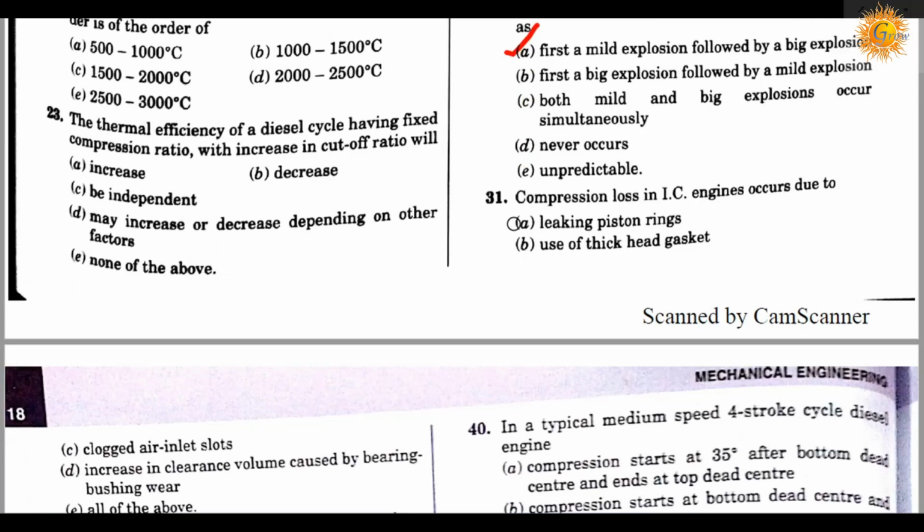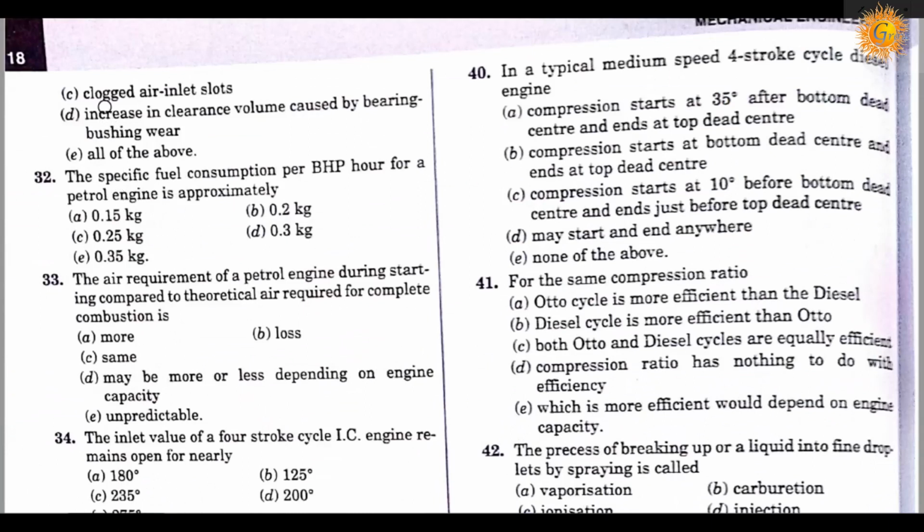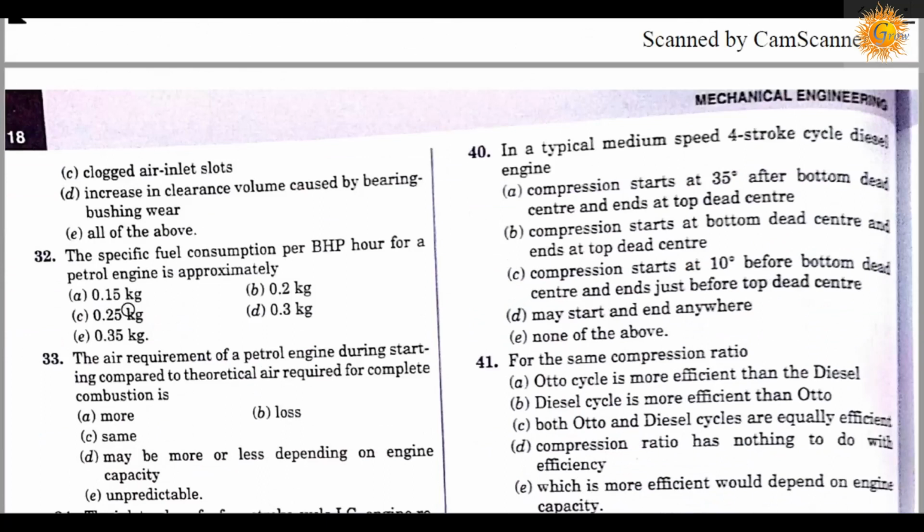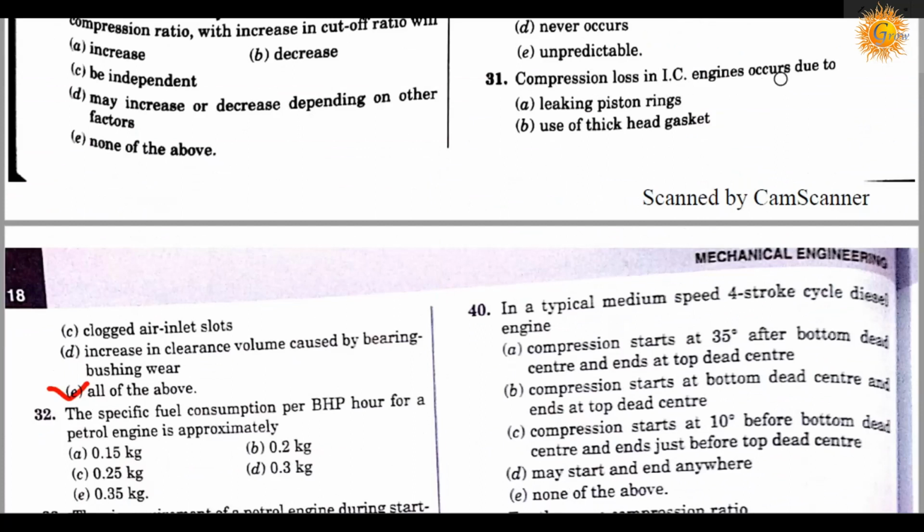Question number 31. Compression loss in IC engines occurs due to: option A leaking piston rings, option B use of thick head gasket, option C clogged air inlet slots, option D increase in clearance volume caused by bearing bushing wear, and option E all of the above. So the correct answer is E, all of the above things happen in the compression loss in IC engines.